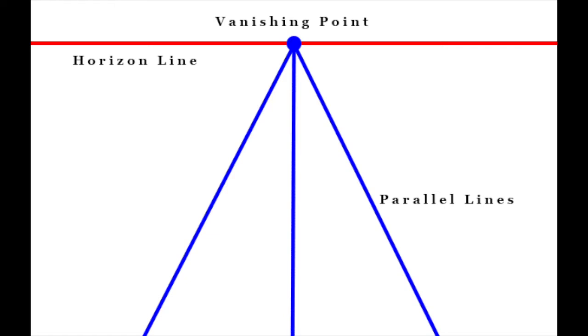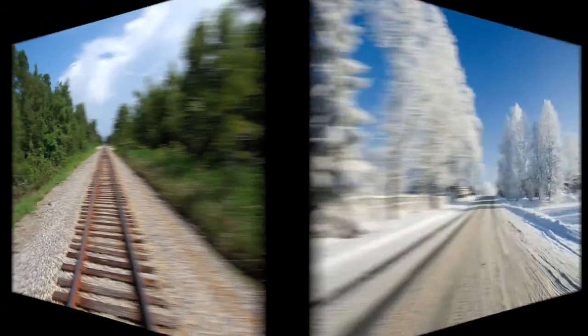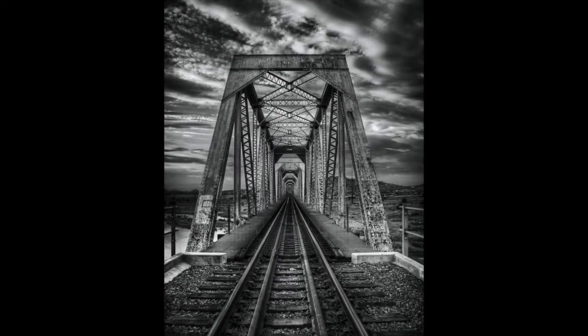You can see one-point perspective in life when you see this railroad track. All the lines are converging to one point at the end of the railroad track. And the same thing's happening at the end of this road. Look at either side of the road and see how those lines all converge to the back of the picture towards one point. The same thing is happening on this bridge.